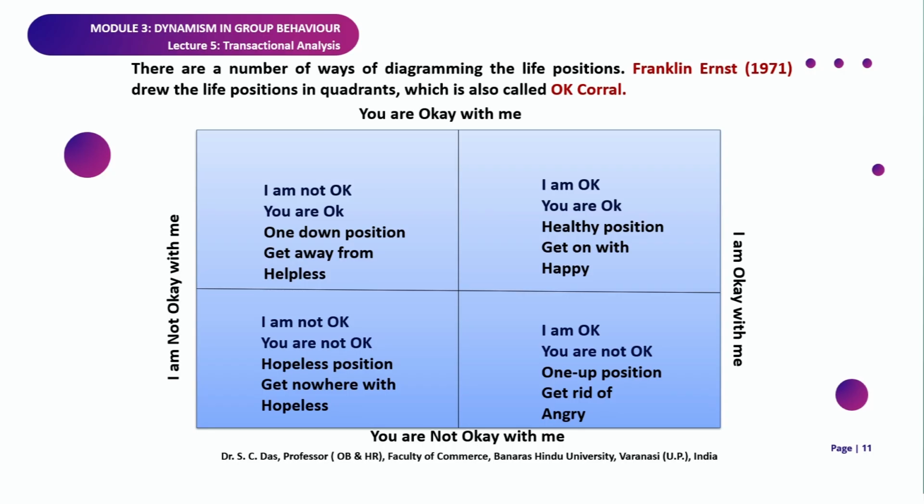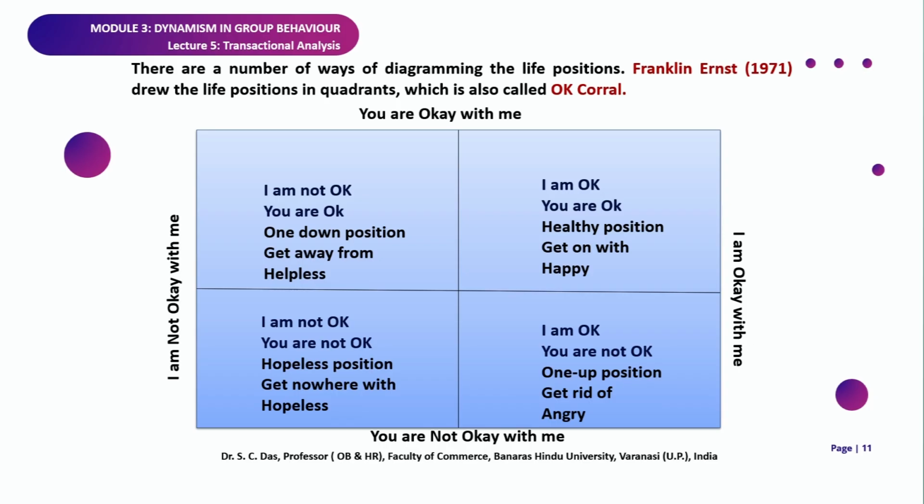Now see, I am not okay within me, you are okay with me. What does it mean? I am not okay, you are okay: one down position, get away from, helpless. I am not okay, you are not okay: hopeless position, get nowhere, hopeless. I am okay, you are okay: healthy position, get on with, happy. I am okay, you are not okay: one up position, get rid of, angry. Now see, what is it exactly? What does the OK Corral mean?